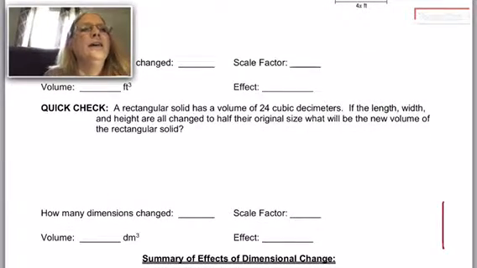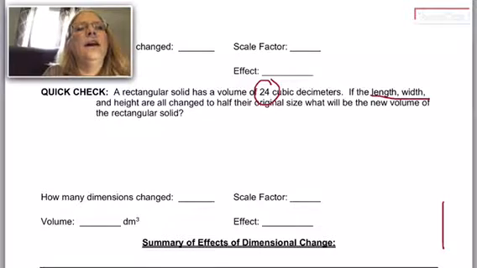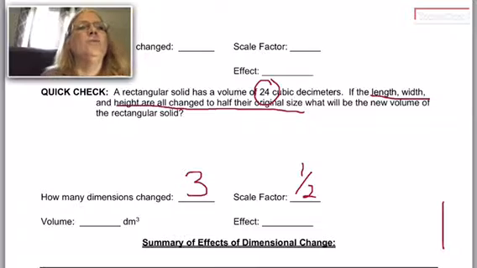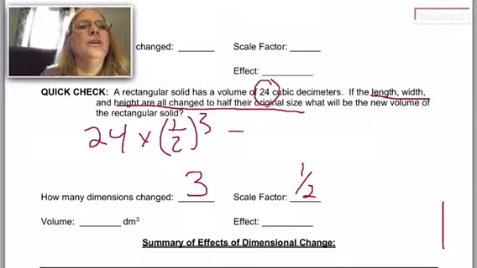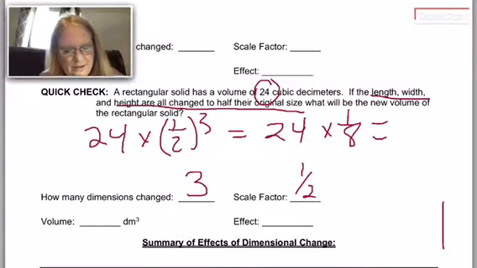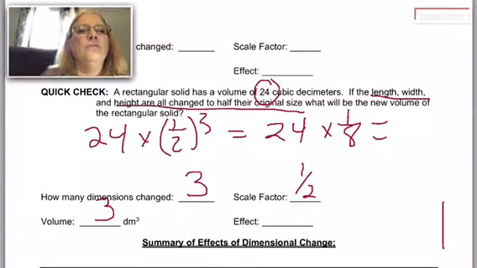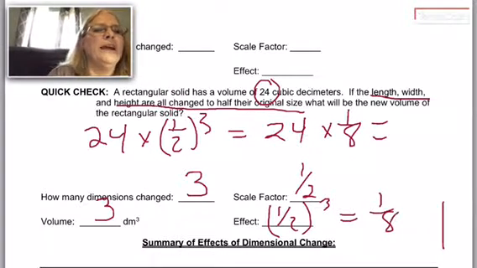A rectangular solid has a volume of 24 cubic decimeters. If the length, width, and height are all changed to half their original size, so 3 dimensions changing, the scale factor is 1/2. So we're going to take 24, multiply by the scale factor of 1/2 to the power of 3, which is 24 times 1/8, or 24 divided by 8, which is 3. So our new volume is 3 cubic decimeters, and the effect was 1/2 to the power of 3, which is multiplication by 1/8.